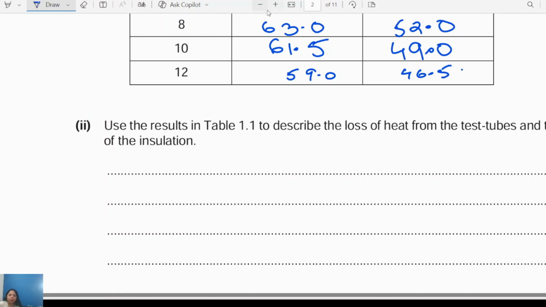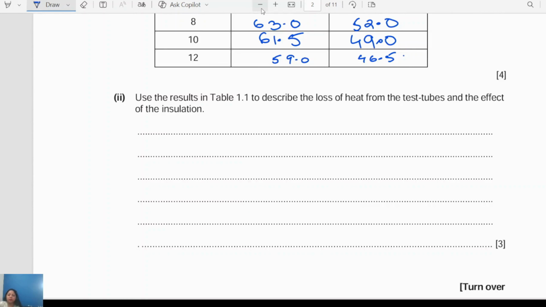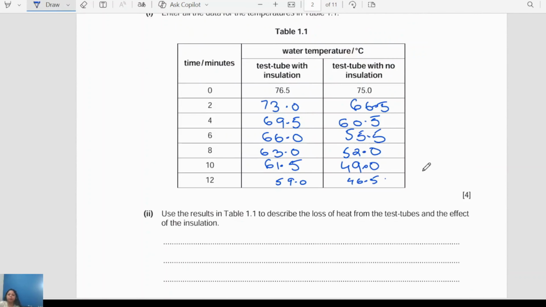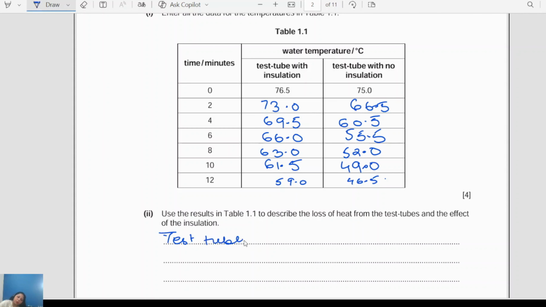Correct. Next one, use the resultant table 1.1 to describe the loss of heat from the test tube and the effect of insulation. So what have you observed from this table? There is less heat loss with insulation. Test tube with insulation shows less heat loss.